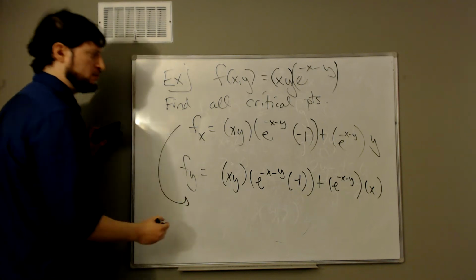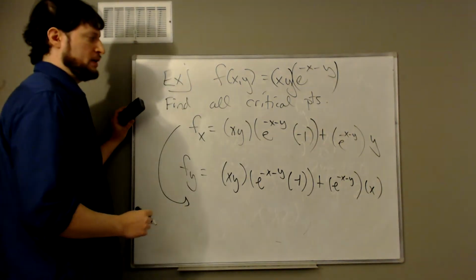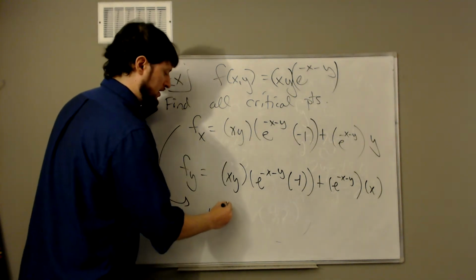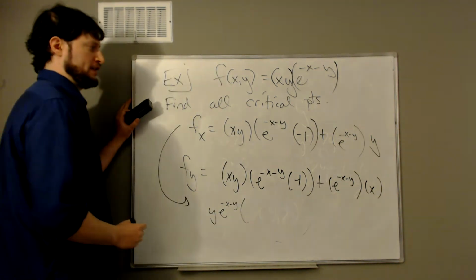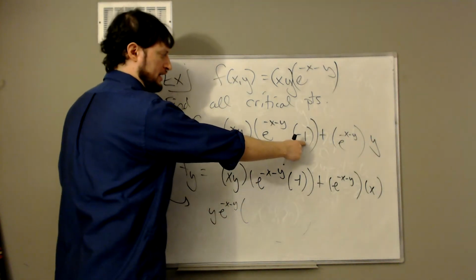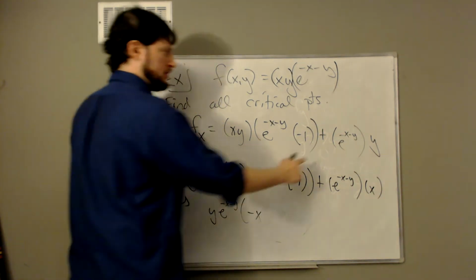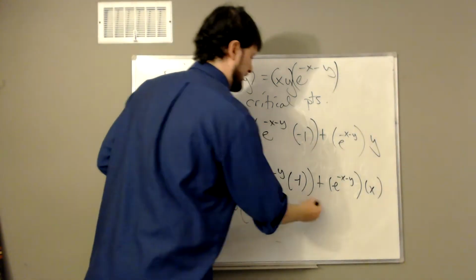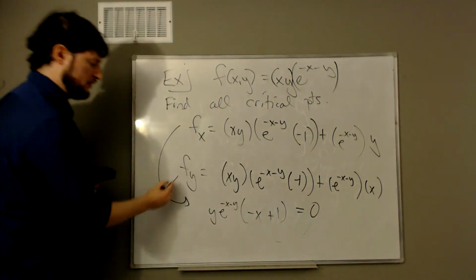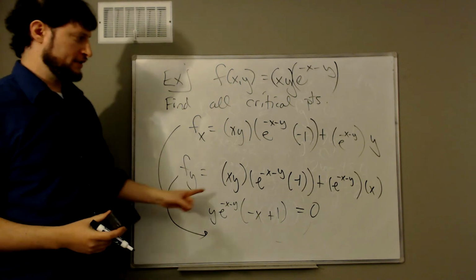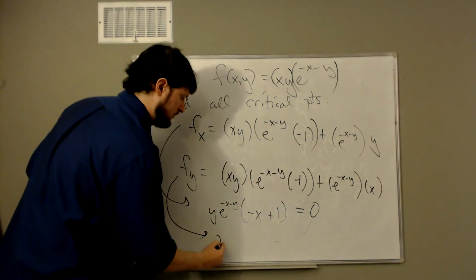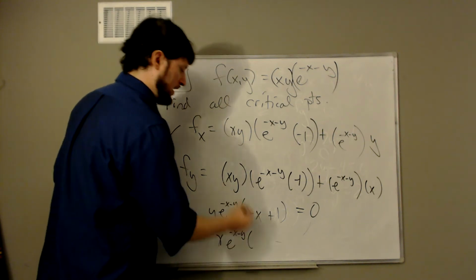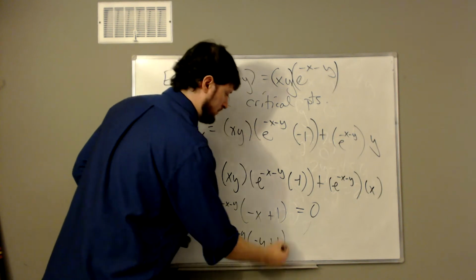Okay. So for this one, we're going to set it equal to 0, but we can actually factor some stuff out. We can factor out a y times e to the minus x minus y. And if we factor that out, what's left is a negative x, and what's left over here is a 1. And we have to set that equal to 0. For the second one, we can actually factor out an x and an e to the negative x minus y. And what's left is a negative y and a plus 1.